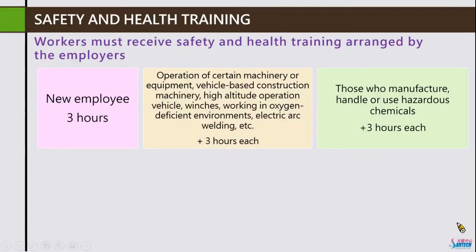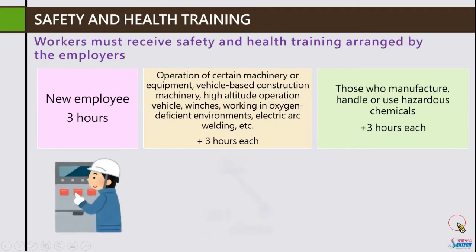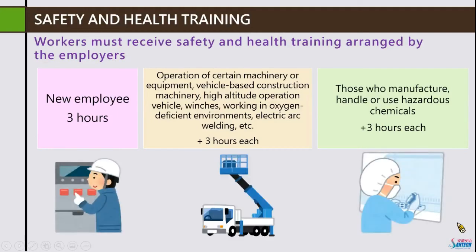Workers must receive safety and health training arranged by the employers. For the new employee, there should be 3 hours of training, and for those who operate certain machinery or equipment, vehicle-based construction machinery, high-altitude operation vehicle, winches, working in oxygen-deficient environment, electric arc welding, there should be an extra 3 hours. And for those who manufacture or handle hazardous chemicals, there should also be 3 hours.